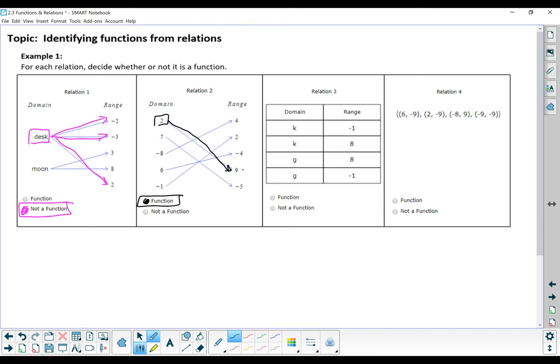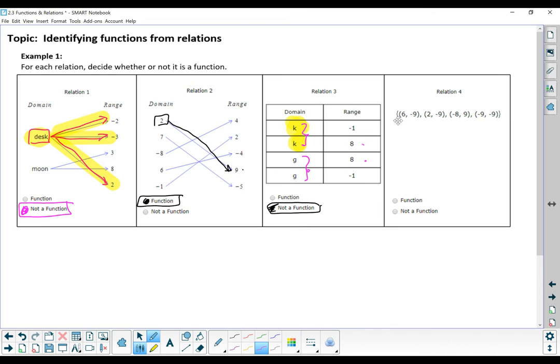For both a table and a list of points, what you're looking for is repeated domain input values. So like desk got repeated here by virtue of having multiple arrows. In our table, the domain value k got repeated. So that would be not a function. So it doesn't matter that the 8 showed up twice. It matters that k shows up twice, and it matters that g shows up twice.